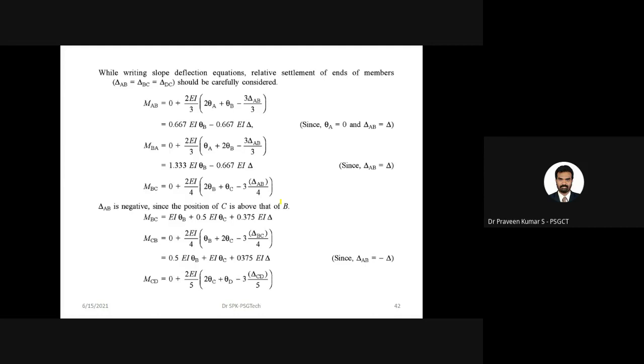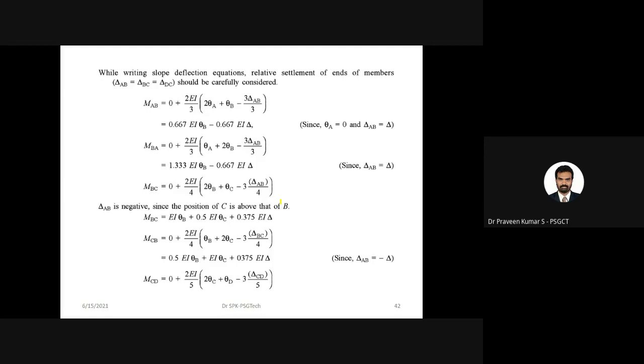So similarly, you have to go for your BA. Here also del AB is considered as del. So similarly, the equation is resolved: 1.333 EA theta B minus 0.667 EA del.